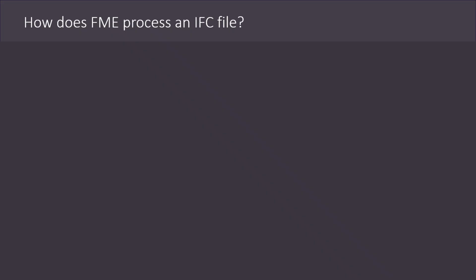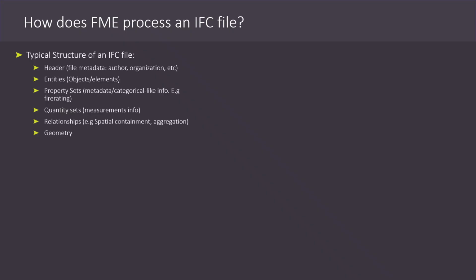The typical structure in IFC is it has a header, a bit more metadata type of information, and then it's got entities, property sets, which is more of a categorical type of information, like fire rating, which is what we use in an example later on. The quantity sets, relationships, which you'll see a lot of later on as well, and then also the geometry.